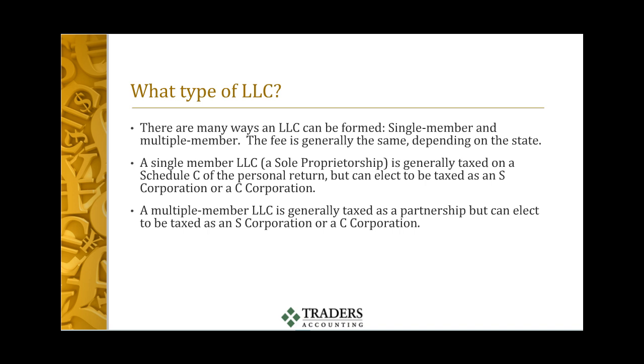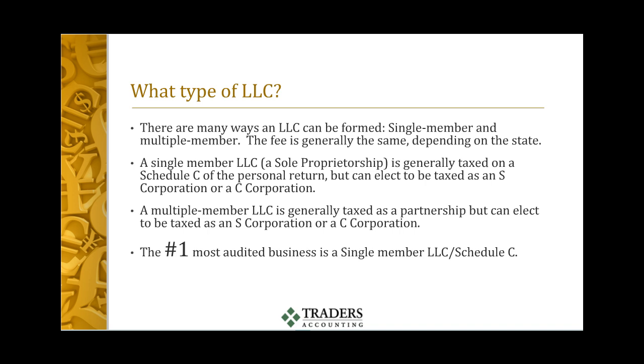Now, let's kind of go back. The single member LLC has expenses. You take your expenses on the Schedule C of your personal return. A multiple member LLC is a partnership that files a separate tax return from your own tax return. And so it's off your tax return. It's a partnership return. Now, it still flows through to your personal return, but it's off of your tax return, and so it doesn't come under IRS scrutiny as much. And you can also elect the S corporation or C corporation status.